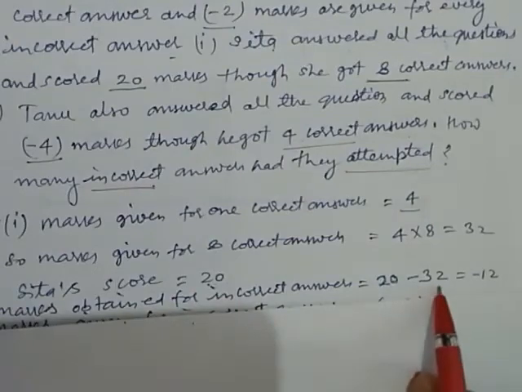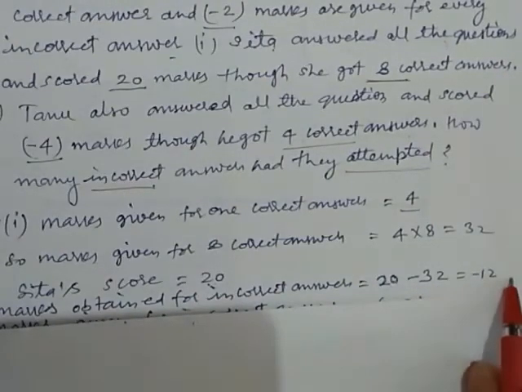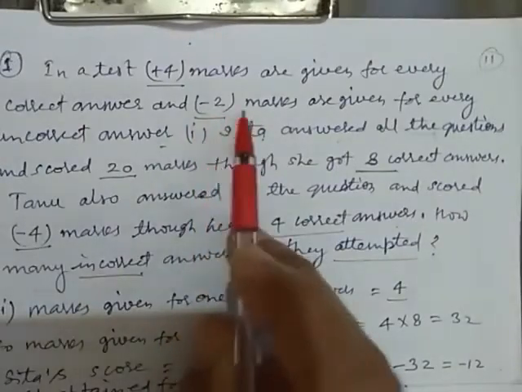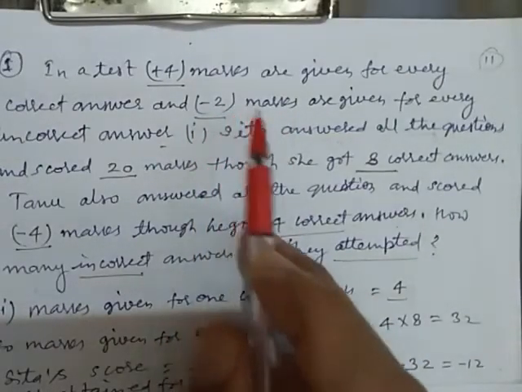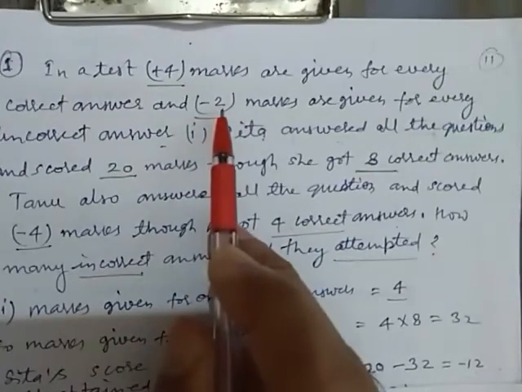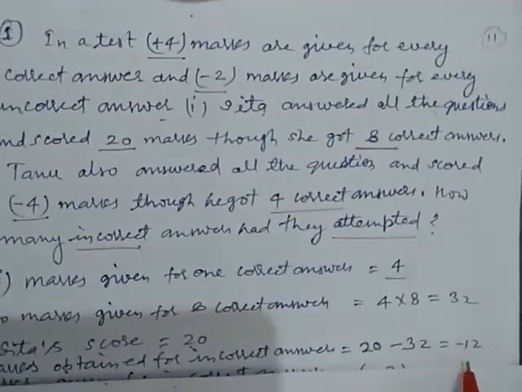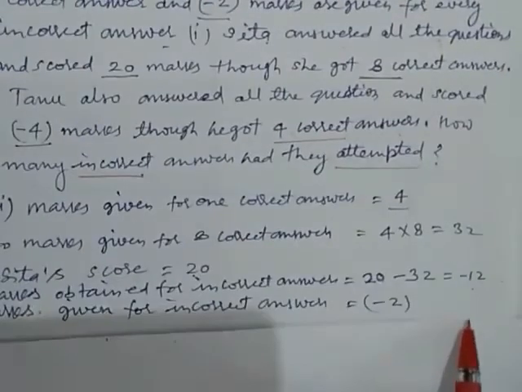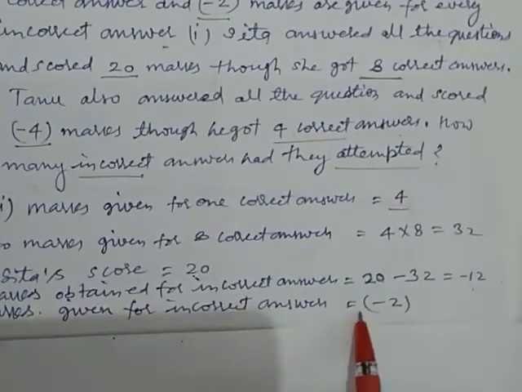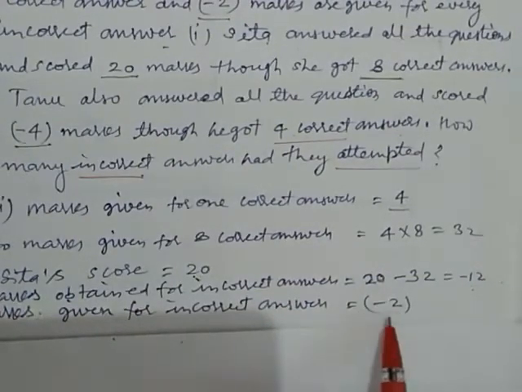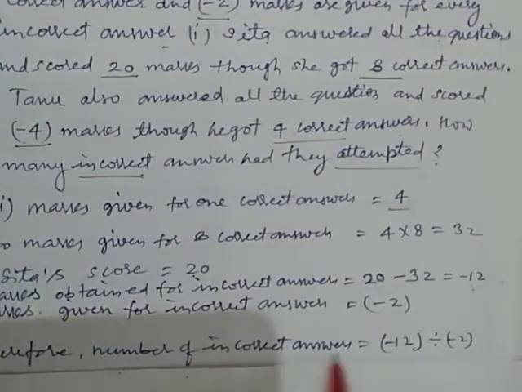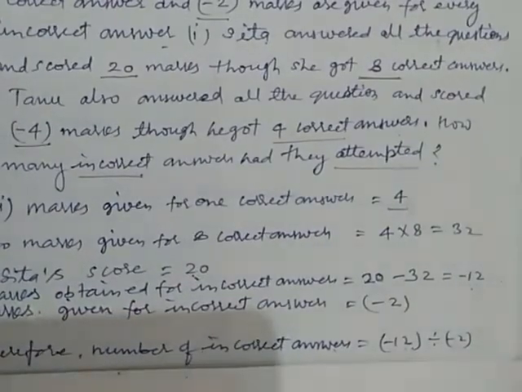So 20 minus 32, we get minus 12. Minus 12 is the score from incorrect answers. Here we know for every incorrect answer there is minus 2 marks, so the marks are negative. Marks given for an incorrect answer is minus 2. So we divide this minus 12 by minus 2 to get the number of answers. Therefore, number of incorrect answers equals minus 12 divided by minus 2.